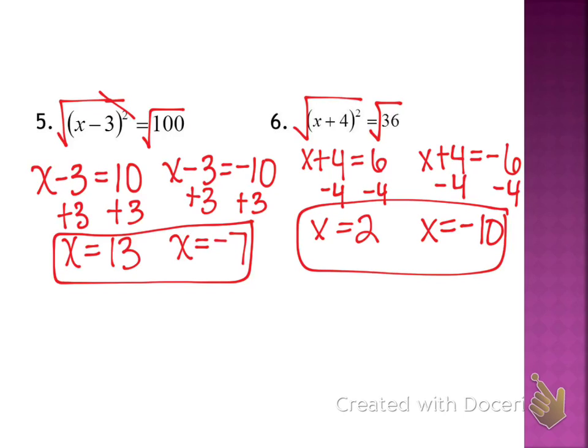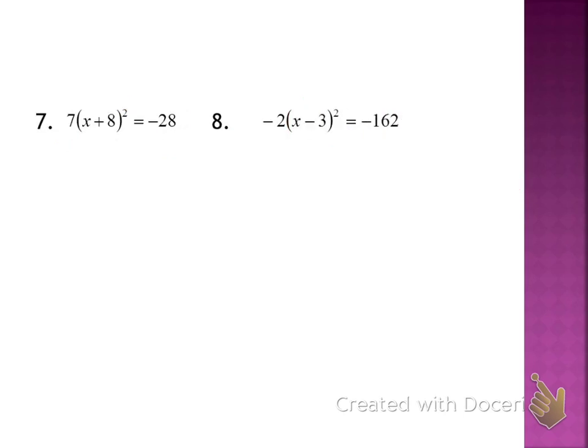Questions before we move on? Okay. 7 and 8 get a little bit trickier. What's different about them? There's a number in front of our parentheses that gets squared. So kind of like we had to do on, which problems were they? 3 and 4, I think. We need to undo the multiplication first.